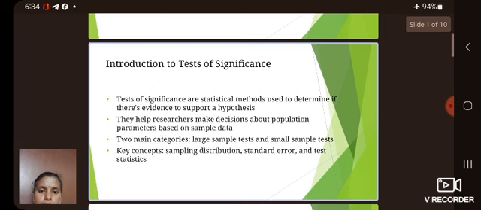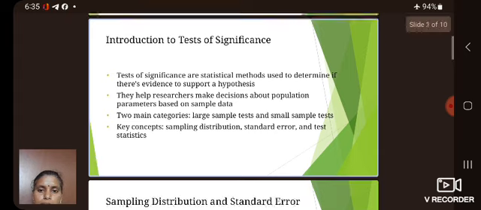Here we see the test of significance. Tests of significance are statistical methods used to determine if there is evidence to support a hypothesis. They help researchers make decisions about population parameters based on sample data. Two main categories are large sample test and small sample test. Key concepts used in this test of significance are sampling distribution, standard error, and test statistics.